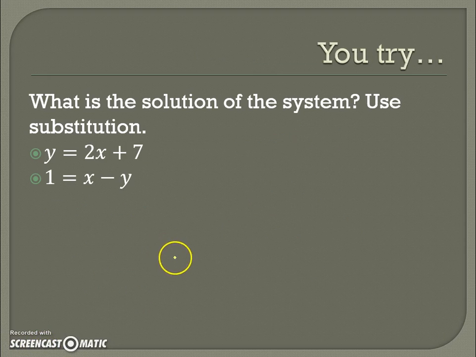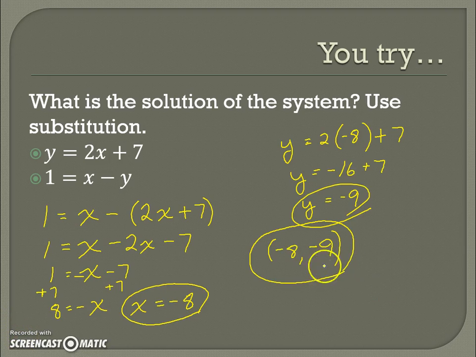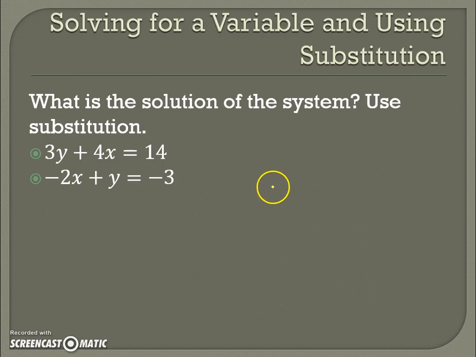Here's one for you to try. You have a 3, 2, 1. All right, I got negative 8, negative 9. If you did not get that, you may want to pause and check through my work here to find that. Hopefully you got it.